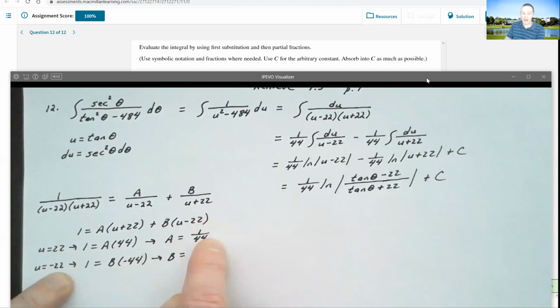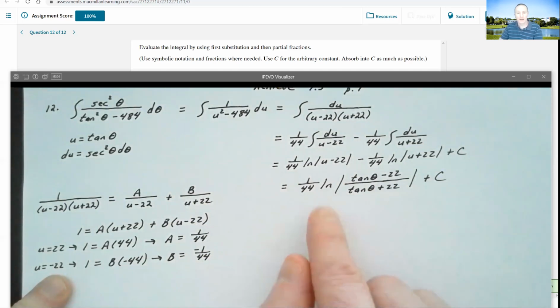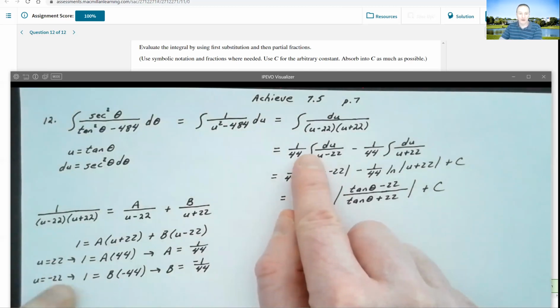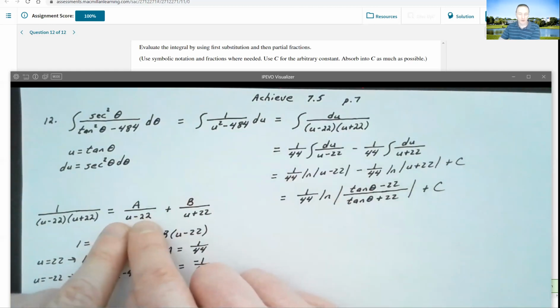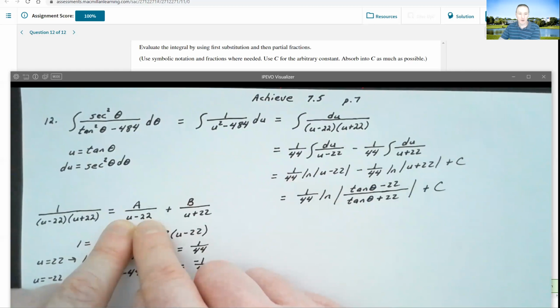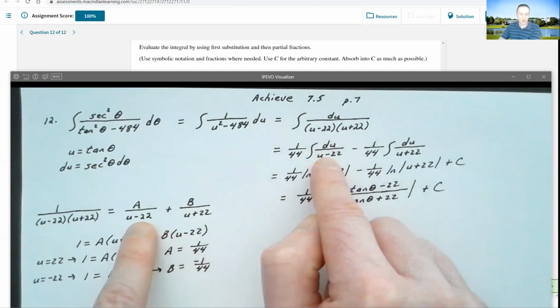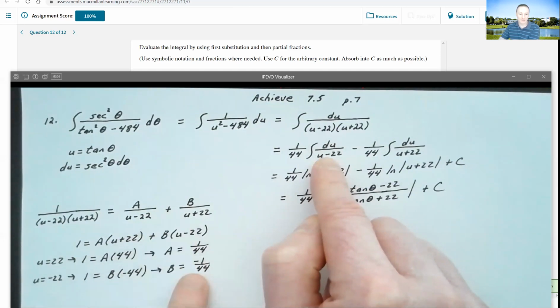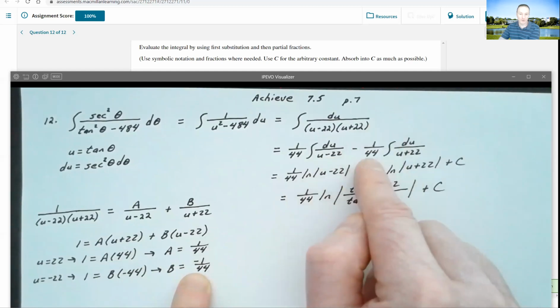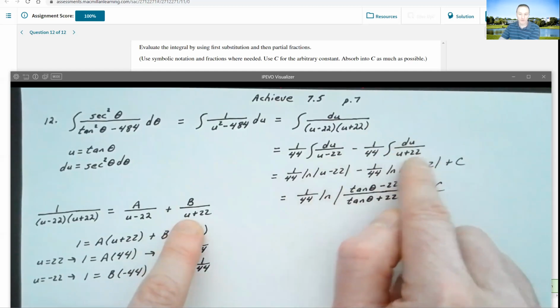Similarly, if you let u equal negative 22, A gets multiplied by 0, B gets multiplied by negative 44, making B equal to negative 1 over 44. So now we get our answers for A and B. B is just the negative of A. And then we can go back into our problem and say, all right, this is going to become the integral of A over u minus 22, which is going to be 1 over 44. The A gets factored out, du over u minus 22. And then instead of plus, since B is negative, I get minus 1 over 44 du over u plus 22.